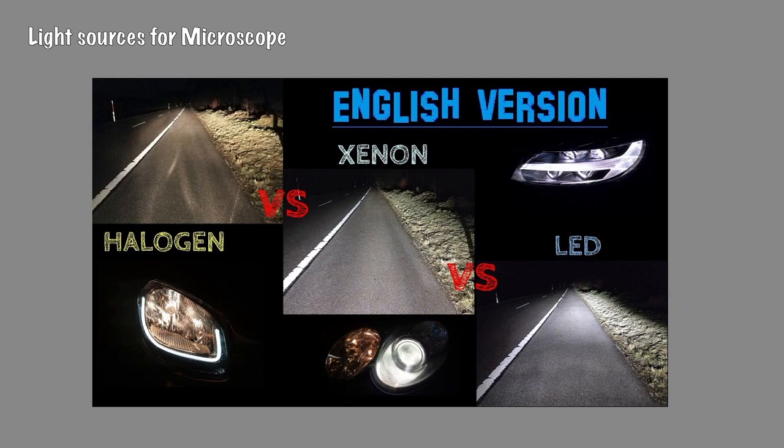I chose this picture because I was not able to find a picture that really shows images with these three kinds of light. So I found this with cars. Here we have the image of the car with the halogen, with the xenon, with the LED light. It is the same for the microscope. So I advise you to choose the LED one.